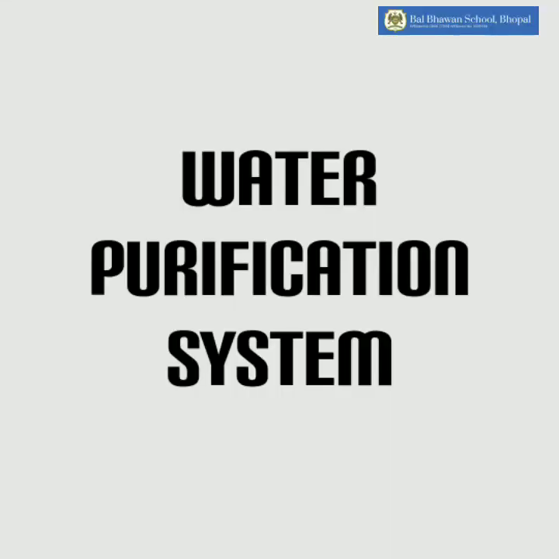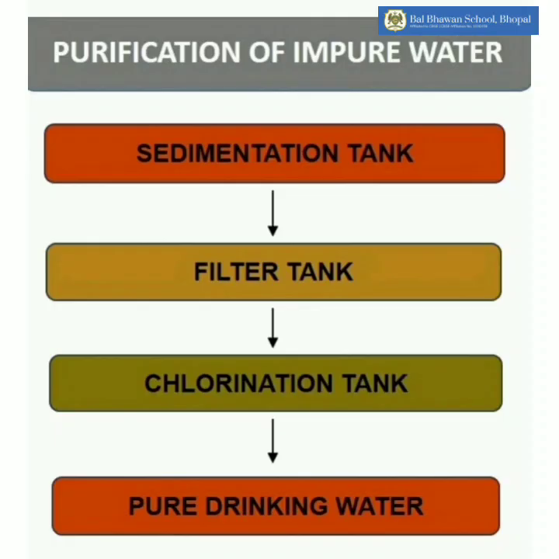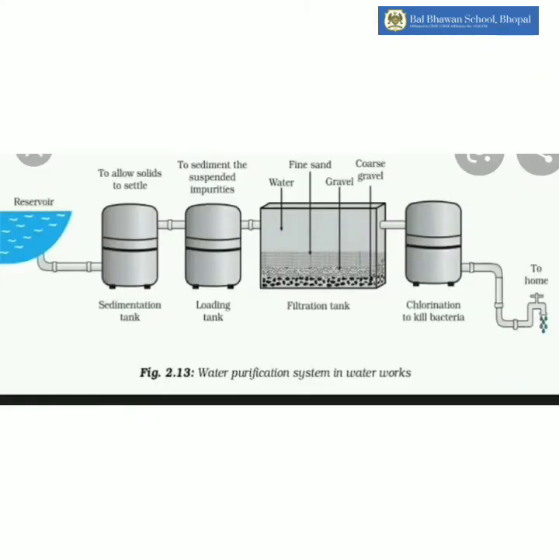Next, we'll talk about the water purification system. Purification of impure water is done by sedimentation, then filter tanks, then a chlorination tank, and then pure drinking water. You can see in this diagram the whole process.